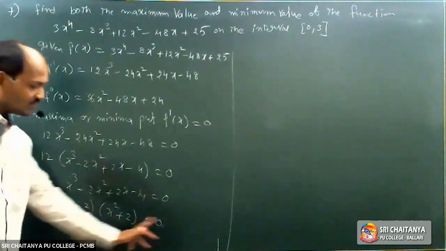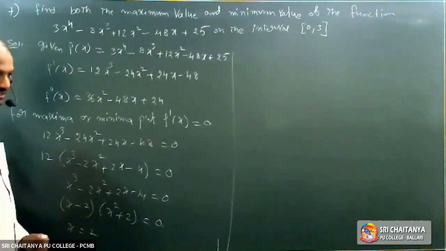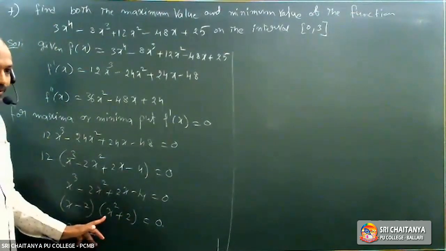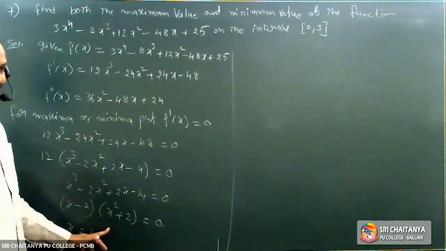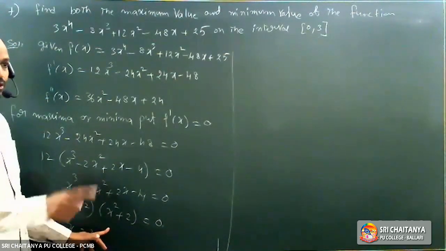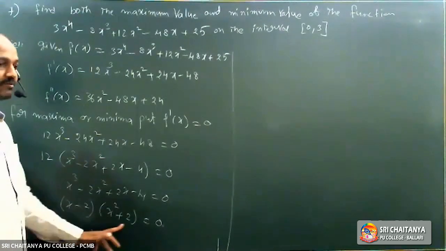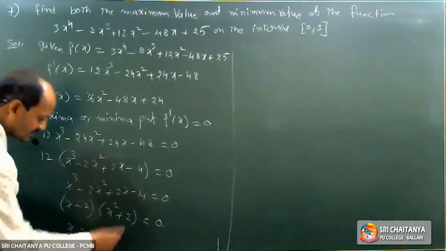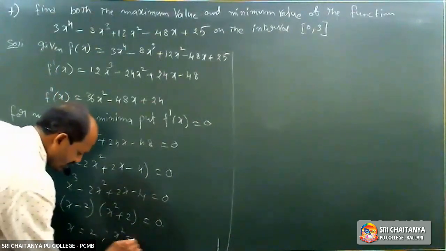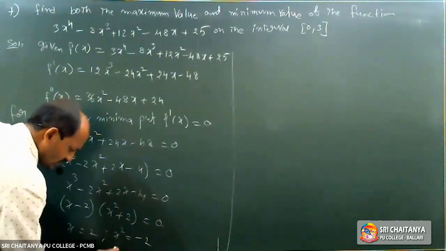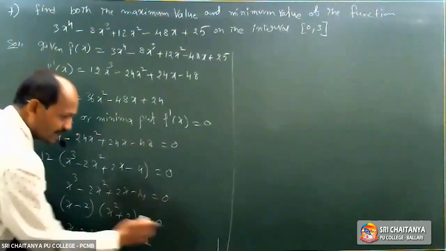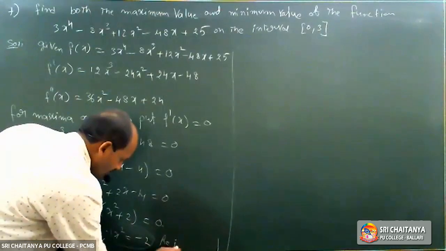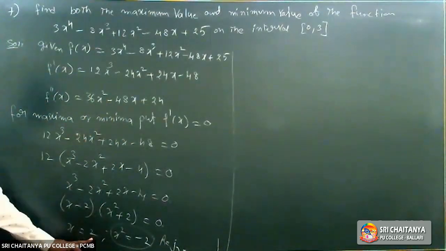If x square equal to minus 2, x equal to plus or minus root minus 2. Root minus means it is imaginary. It is rejected. So here x is equal to 2.